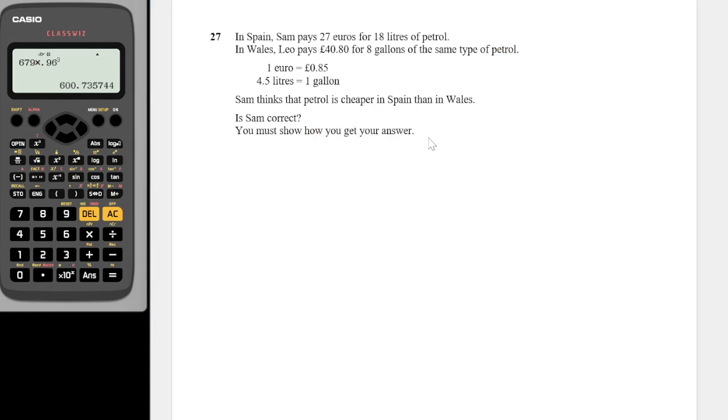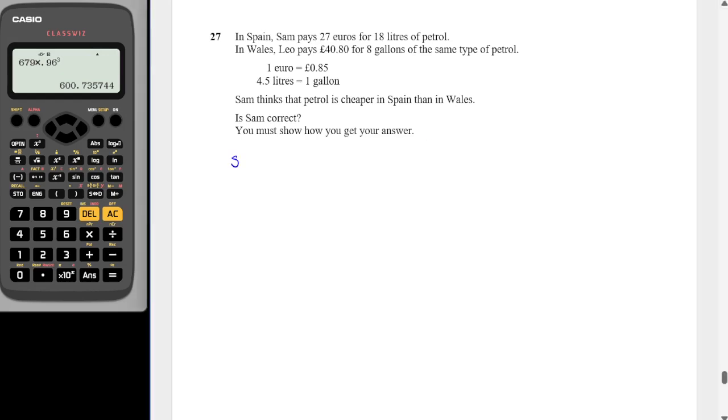Question 27. In Spain, Sam pays €27 for 18 litres of petrol. In Wales, Leo spends £40.80 for 8 gallons of the same type of petrol. €1 is worth £0.85 and 1.4 litres is worth 1 gallon. Sam thinks petrol is cheaper in Spain than in Wales. Is Sam correct? So I'm going to do this with a few ratio tables.